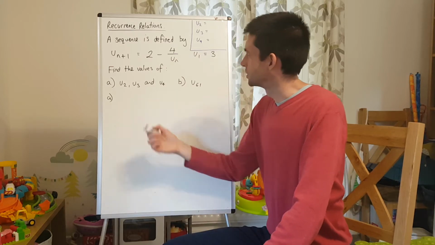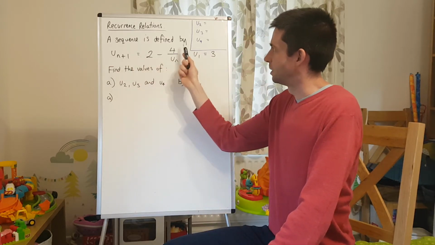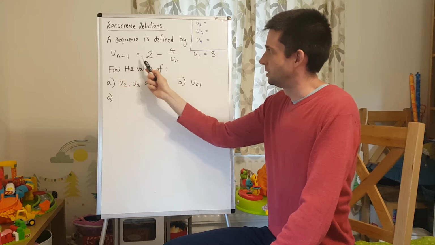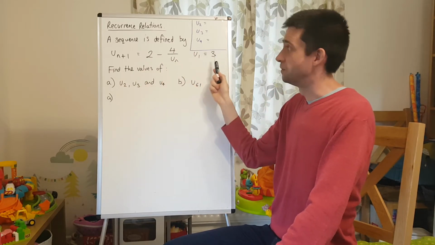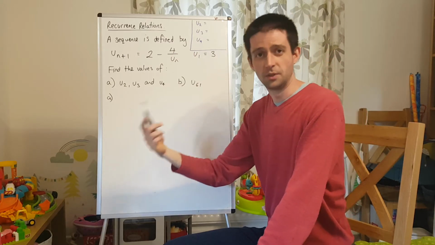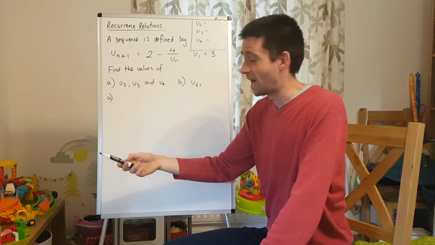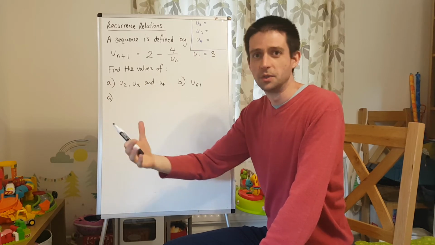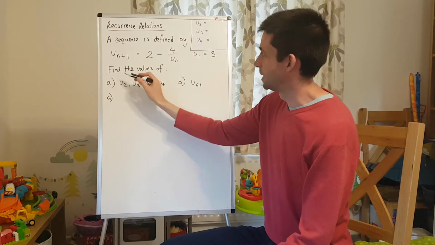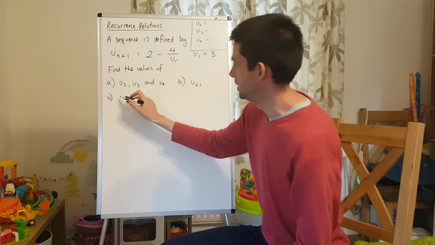So, third example: a sequence is defined by u(n+1) = 2 - 4/u(n), and u1, the first term, is 3. So we've done an example with a, an example with x, now an example with u. They all denote a sequence. So, the first thing we're being asked to do is find the values of, firstly, u2.